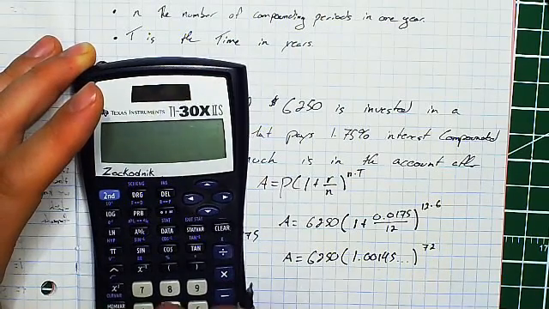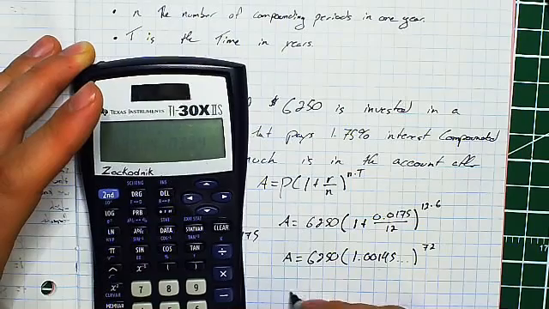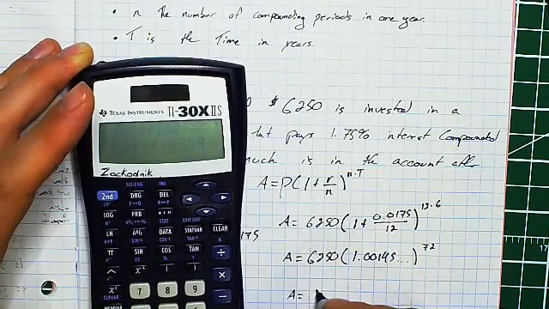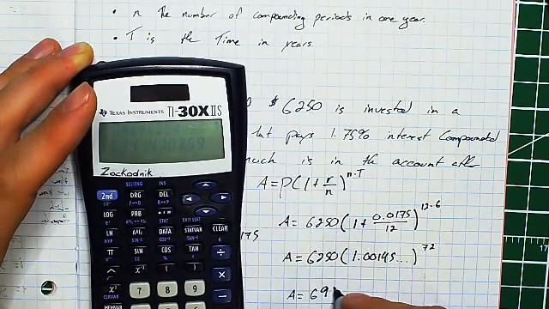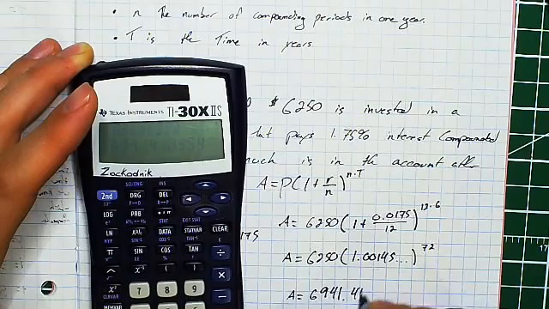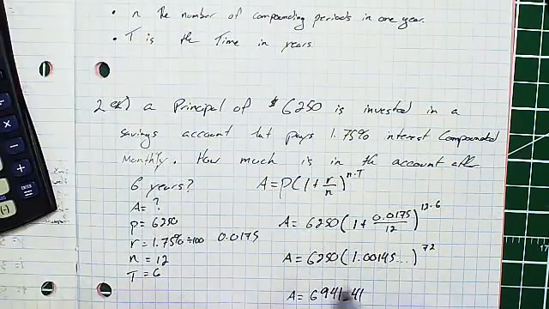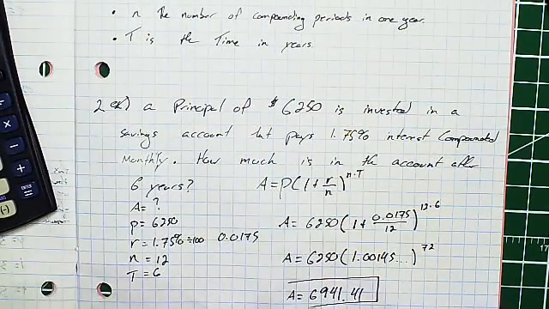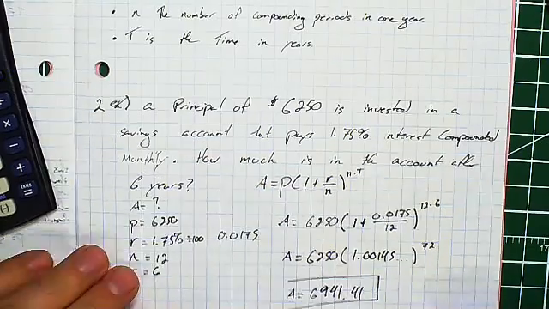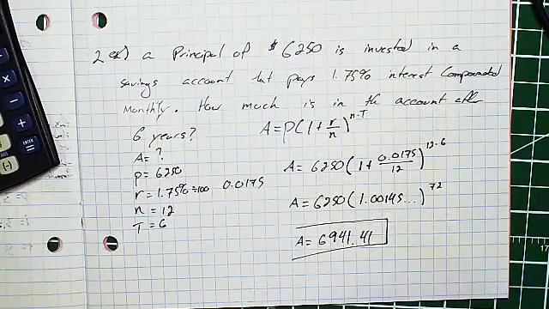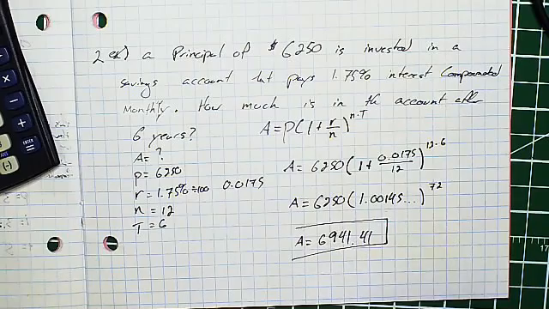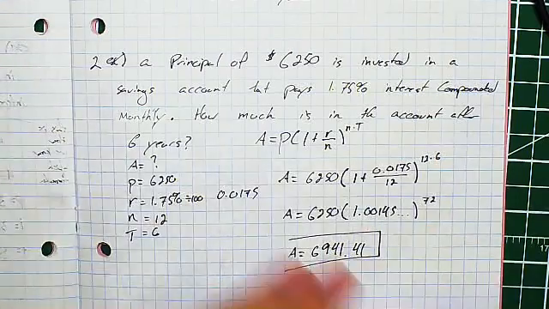Again, exponents before we multiply. And now I'm going to multiply that by 6,250 to get a total amount of $6,941.41. So even after 6 years, at 1.75% compounded interest, the person's only making close to $600. Not a whole lot.